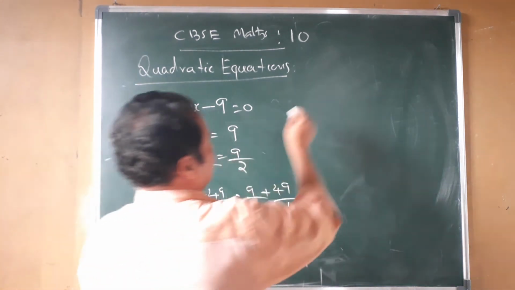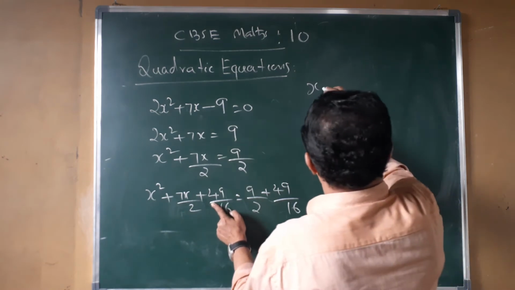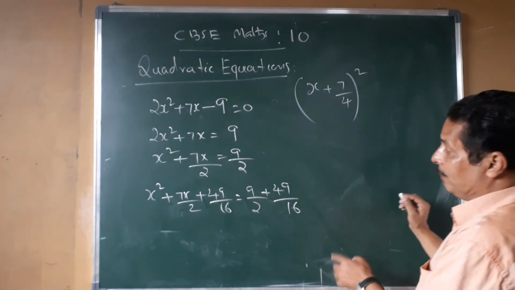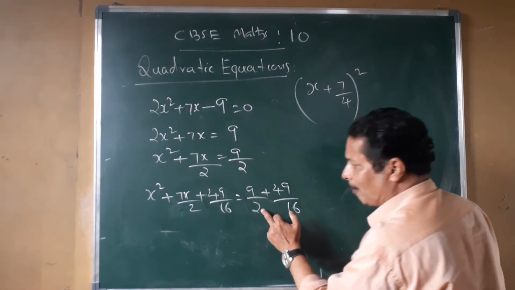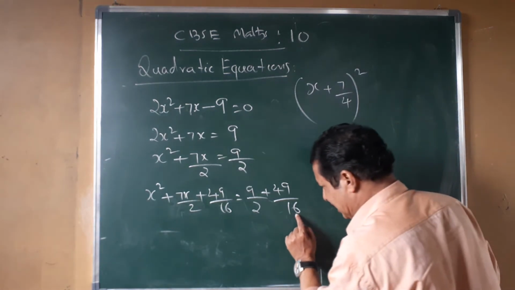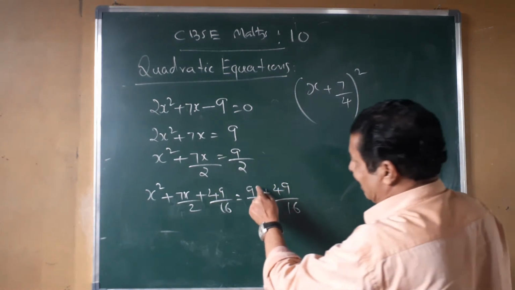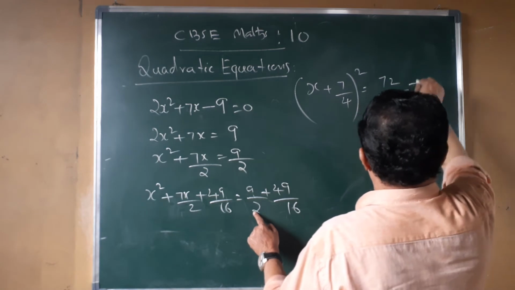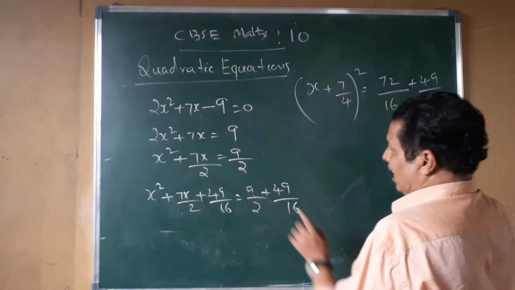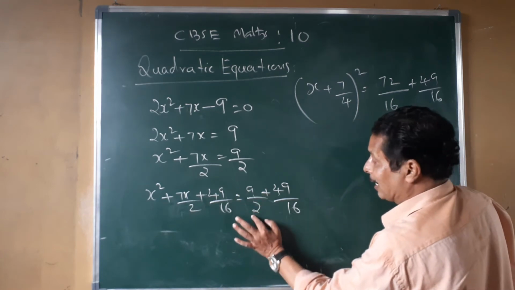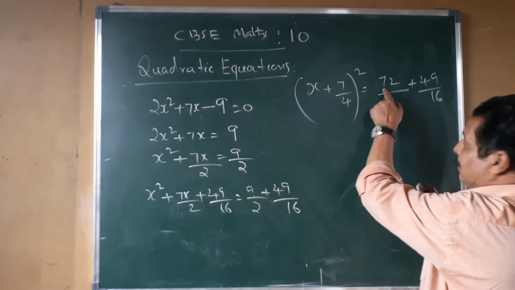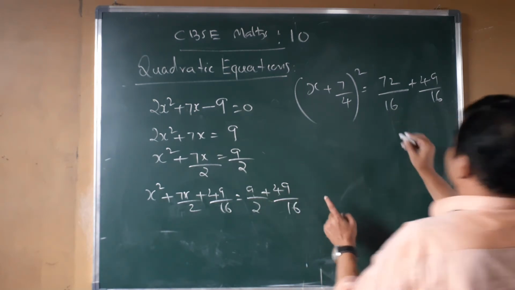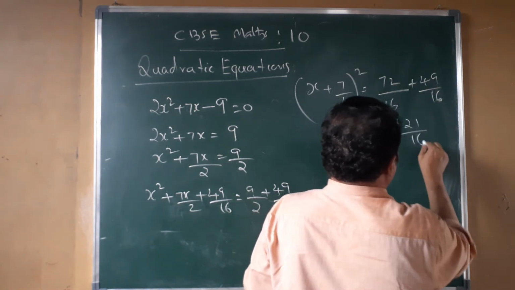Now the root of x square is x. Root of 49 by 16 is 7 by 4. And on the right side, you know how to add it? There are two ways. One of them, make the denominator the same. If it is 16 and this is 2, multiply by 8: 8 into 9 is 72, 8 into 2 is 16, plus 49 by 16. 8 multiplied by both numerator and denominator. So the denominators are the same. You add it, you get 121 divided by 16.